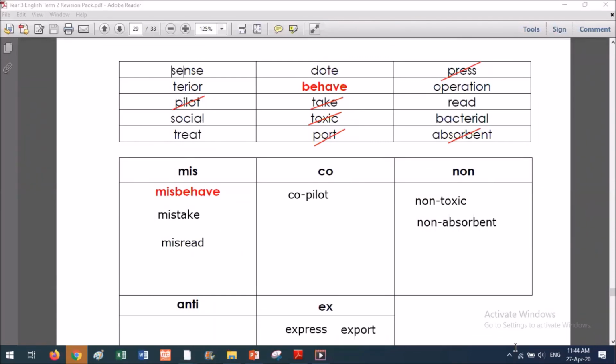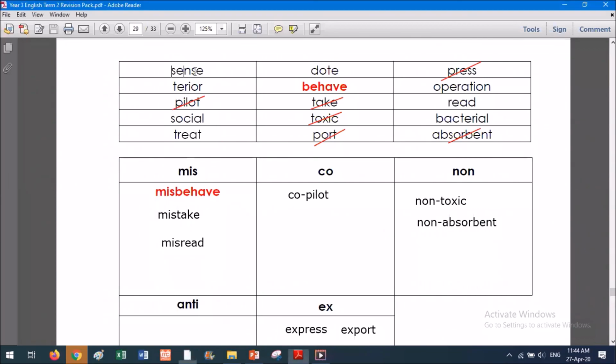What I want you guys to do is finish that one off for your homework. So we still have sense, terrier, social, treat, dote. Something about dote. This one's a little bit tricky, actually. Operation and bacterial. So I want you guys to finish those ones off for homework and send that one through to me, okay?